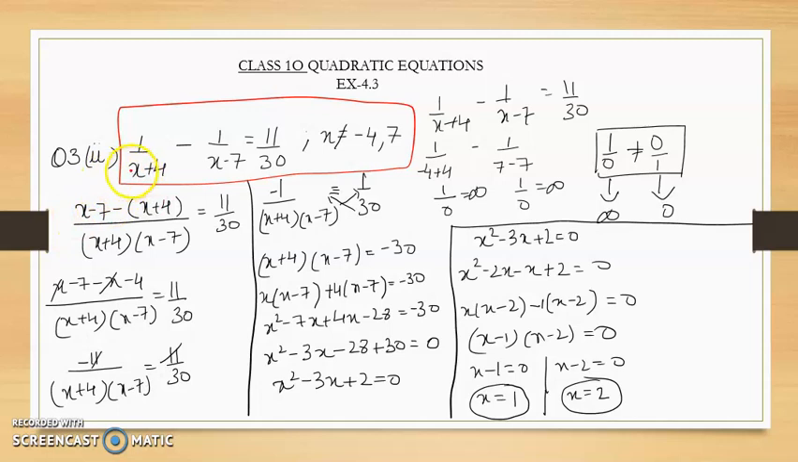Now see, this is the equation. First we will take LCM. So LCM will be x plus 4 into x minus 7. Now x plus 4 is already here, so what is left? x minus 7. x minus 7 multiplied by 1, x minus 7. Minus in between. x minus 7 in the denominator, so what is left? x plus 4. So x plus 4, with minus in between, so put brackets: minus (x plus 4) is equal to 11 by 30. Now open the brackets, change the sign, cross multiply. After cross multiplying, you will get this equation and simply solve this.